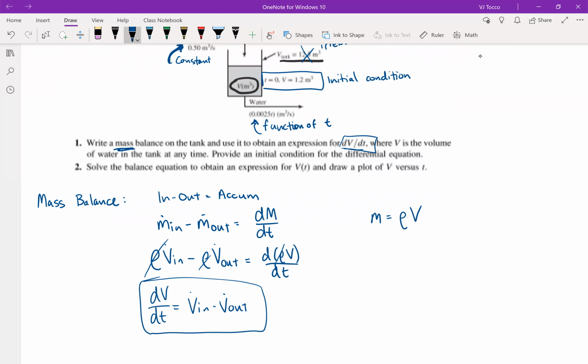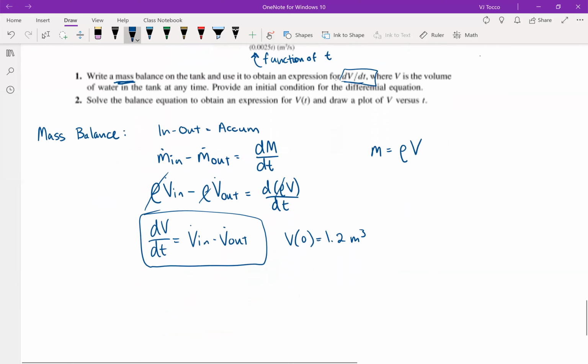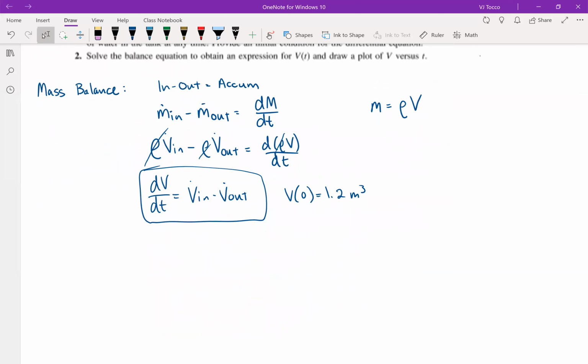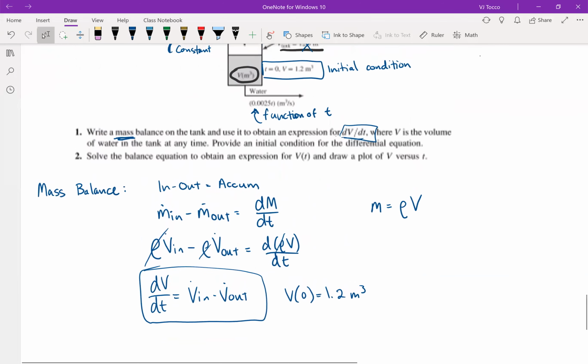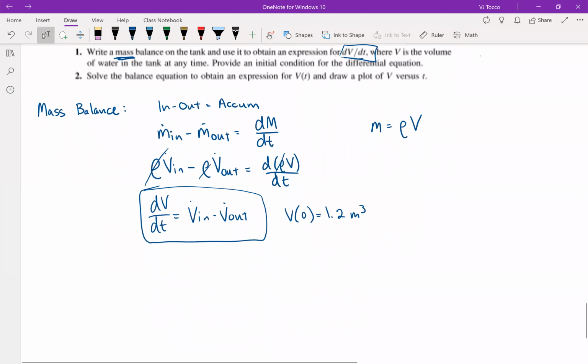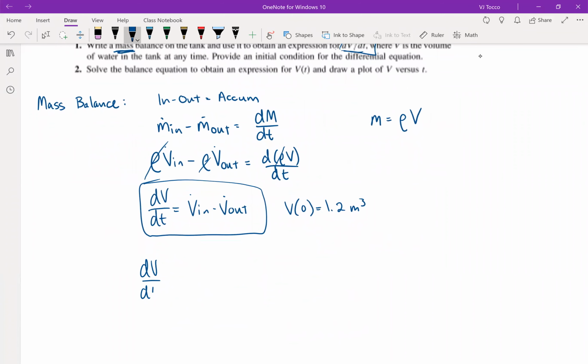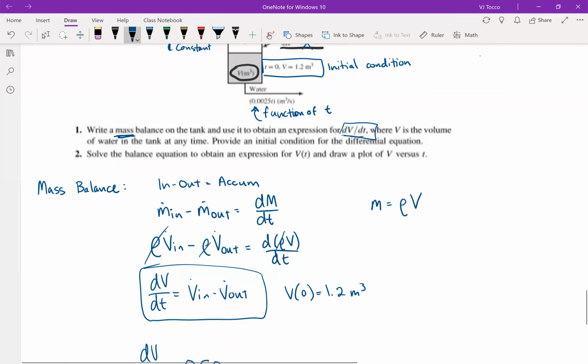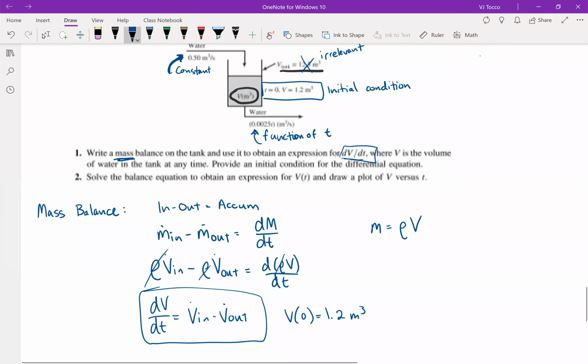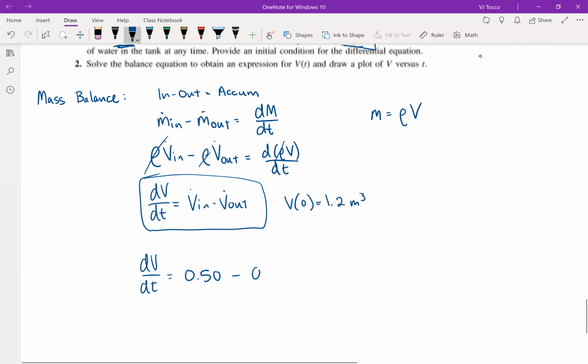Provide an initial condition for the differential equation. Well, that is given. So v at time 0 is equal to 1.2 meters cubed. Okay, solve the balance equation to obtain an expression for v of t and draw a plot of v versus t. Okay, in order to do that, all we have to do is plug in our values for v dot in and v dot out, which are given in the problem statement. So I have dv dt is equal to 0.50 minus 0.0025t.